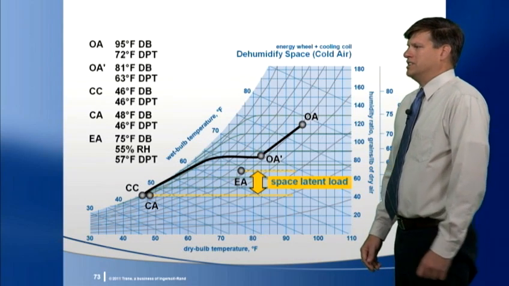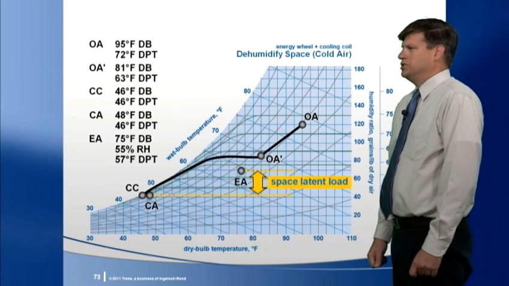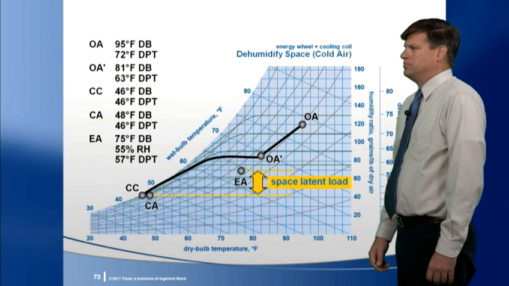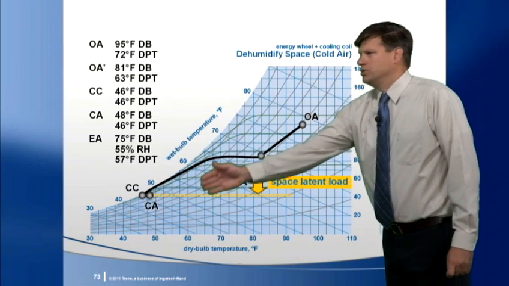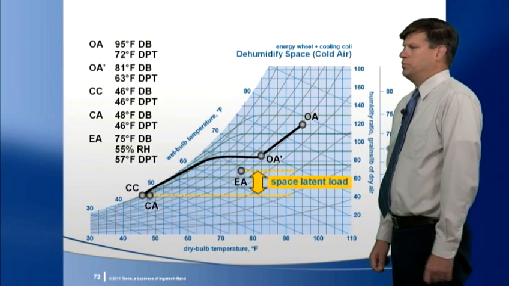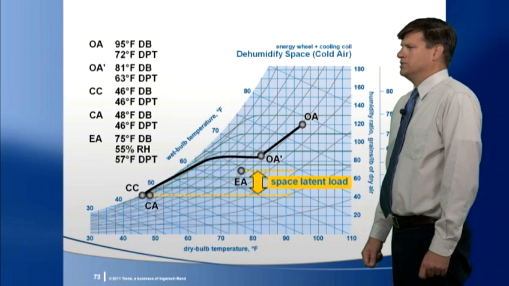Here's what the process looks like. Outdoor air enters and is pre-cooled and preconditioned by the energy wheel, reducing the load on the cooling coil. To remove all the space latent load, the cooling coil is cooled all the way down to 46-degree dew point. This air will be cool enough to remove some of the space-sensible cooling loads and dry enough to remove all the space-latent loads.